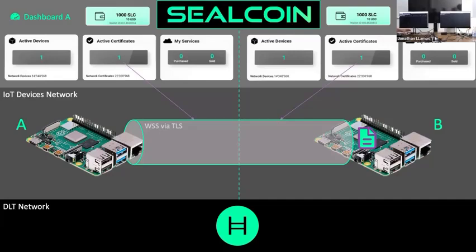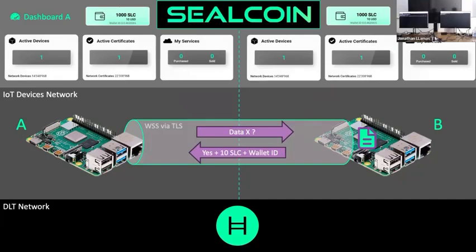Next step, once the communication has been established between the two devices, device A will ask if the data is available in device B. So Jeremy is entering his data available. My Raspberry Pi says it received the is data available message, and it responds. I received the answer: data is available for 10 SEALCOINs to be sent to.